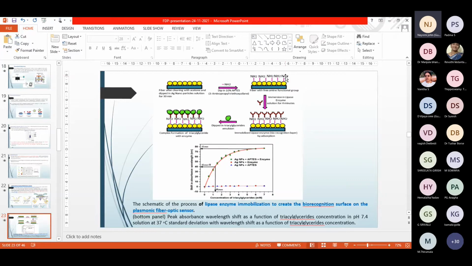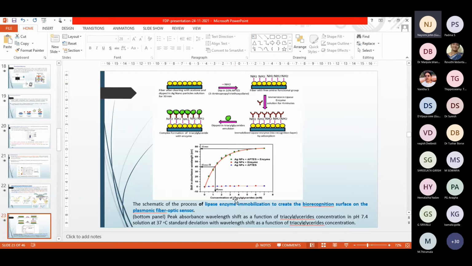Why are these active amino groups necessary? For the linking of the enzyme, because you need the active groups; then only, as we have seen, the enzyme gets immobilized. Then you use the substrate. What is the substrate here? Triglycerides. So if the triglycerides are there in the sample, they go and bind to this enzyme lipase. If the triglycerides are not there, then there will be less shift of the angle.